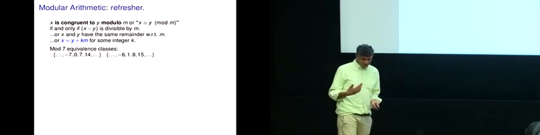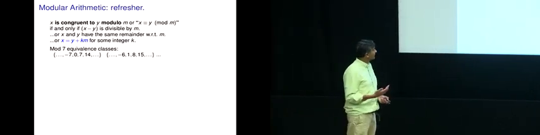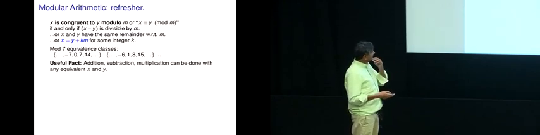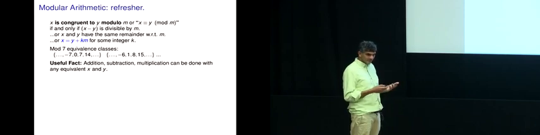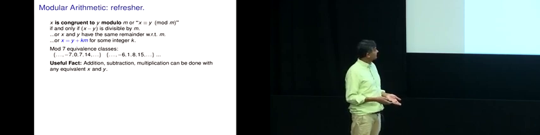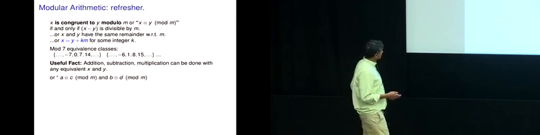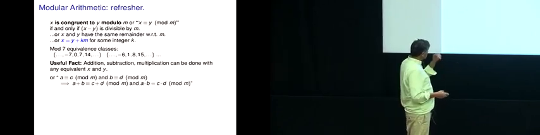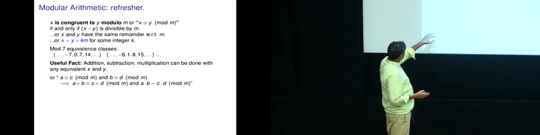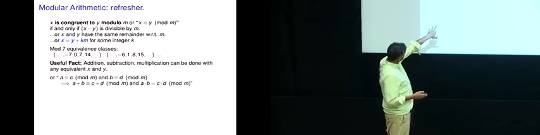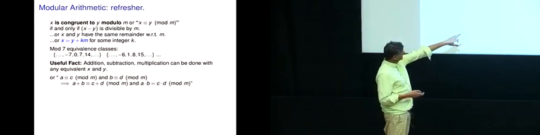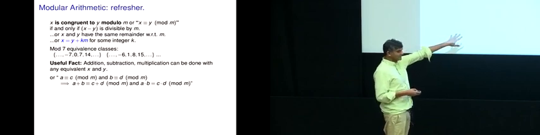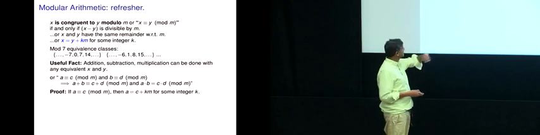And that's why the 3 bars. It's the equivalence thing. Okay? Addition, subtraction, multiplication can be done with any equivalent x and y, modulo m. So A equals C mod m and B equals D mod m. That says that A plus B equals C plus D mod m, and A times B equals C times D mod m. It says whatever representations you work with is fine.